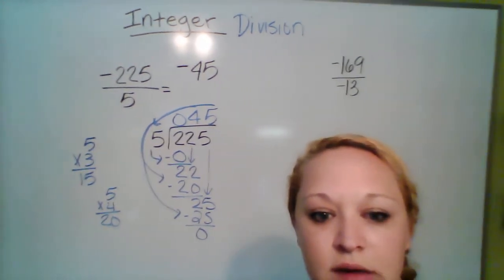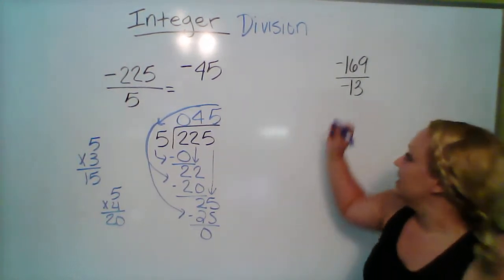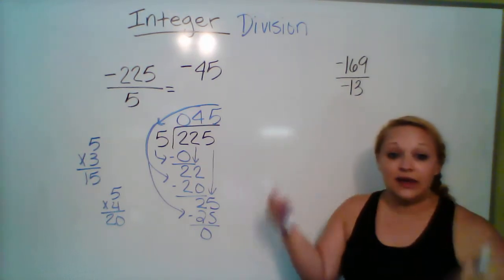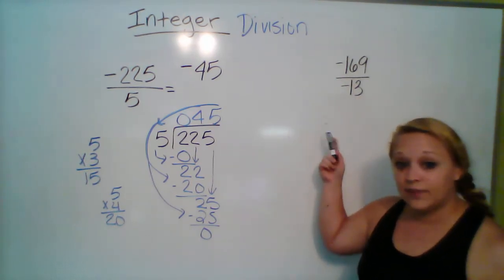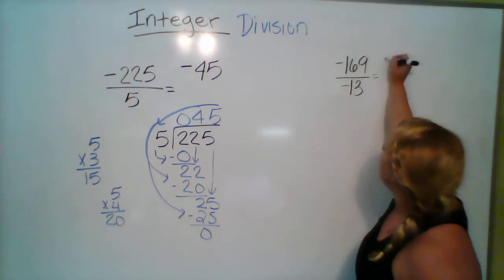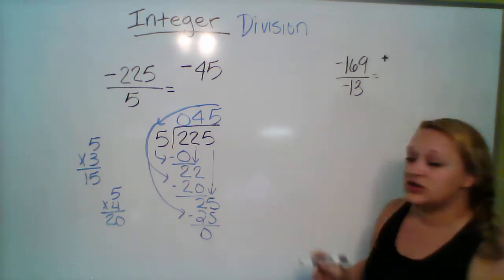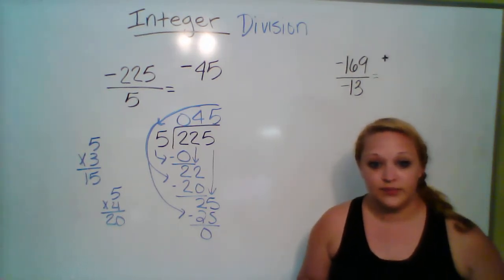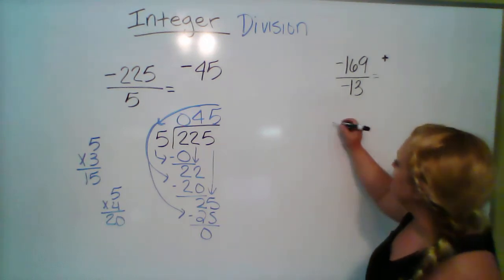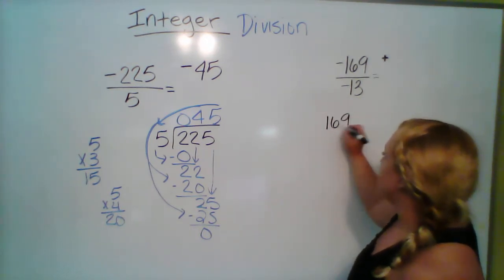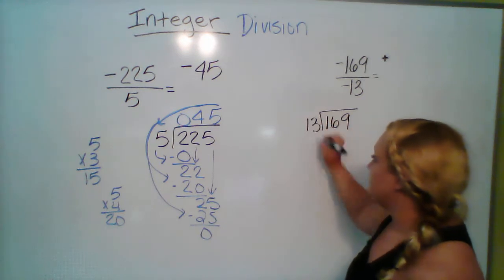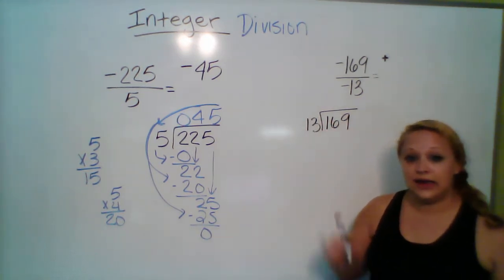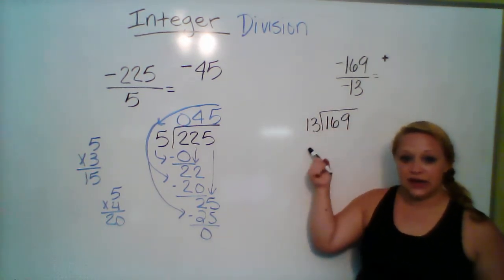Sorry, I'm going to turn our little camera. Alright. Negative times a negative gave us a positive. Therefore, a negative divided by a negative still gives us a positive. And I do that first so I don't have to deal with it later on. Alright? So this says 169 divided by 13. Alright, so we're going to write it again. Top goes inside, bottom goes outside.